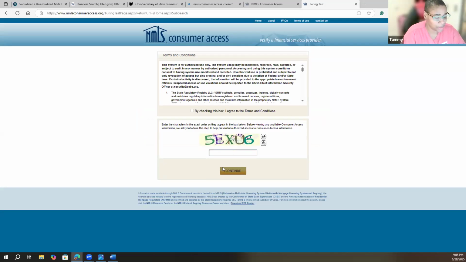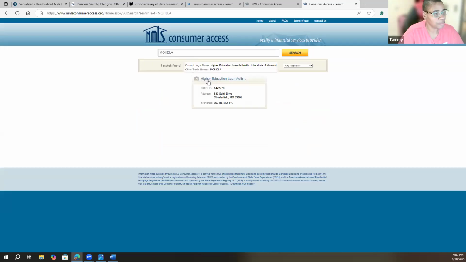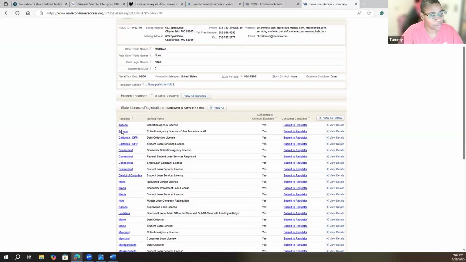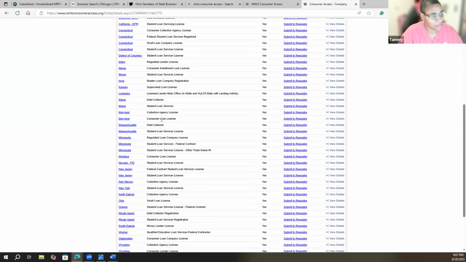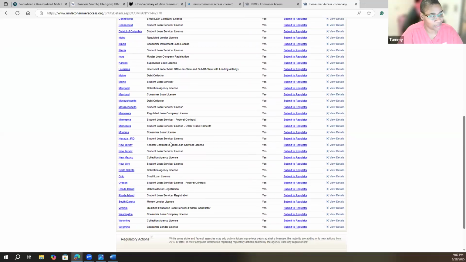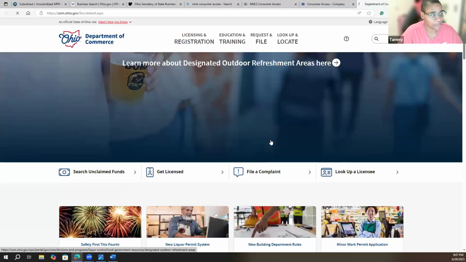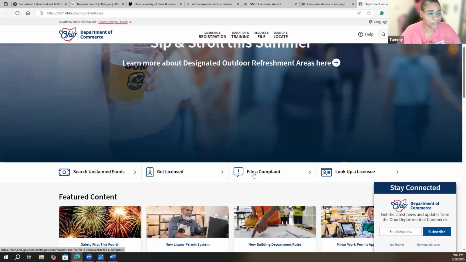All right, so let's put this in. It's making me do a security check. Check the box, hit continue, and for MOHELA we'll hit search. Higher Education Loan Authority, and look at all that. Look at all these different regulators in the different states, and all these different licenses and things that they have. Here we will hit small loan license, submit to regulator. That is where you can start your other process of filing a complaint with the Department of Commerce. This is where you will go.